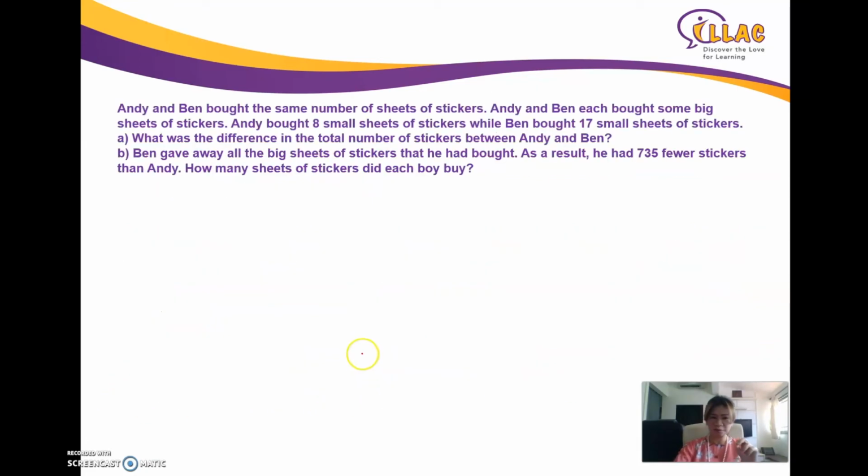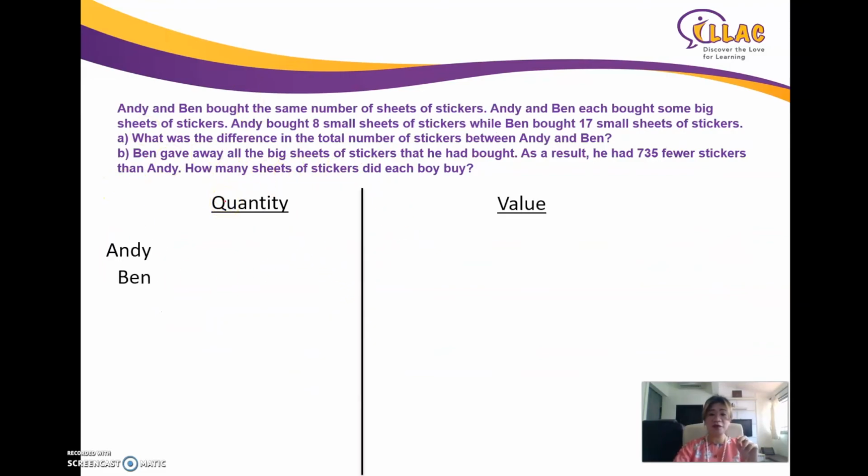Let's take a look. So the question is over here, repeated for you. Quantity and value, okay, we do 2 parts differently. Andy bought 8 small, Ben bought 17 small. Okay, that's according to the question. And this will be representing the big. So the big sheets and the big sheets over here, why do I draw it this way? Because I need to differentiate the big and the small. And they had the same, so they must stop here. They had the same number of sheets. So this is the sheets of stickers, quantity.